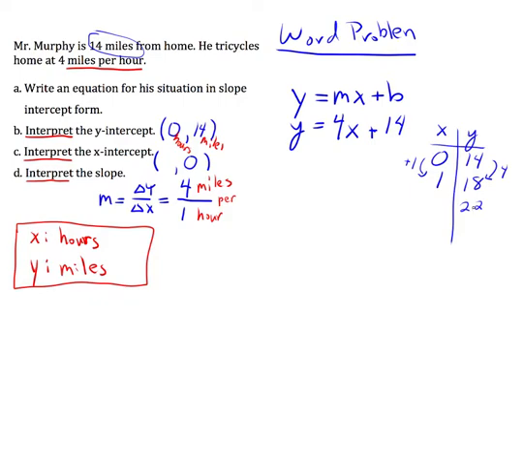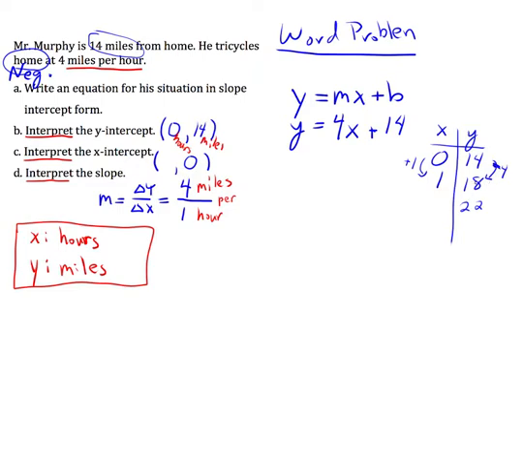Wait a minute. He's going further away from his house, and it says Mr. Murphy is going home. So he tricycles home. So that key word right there is our negative for our slope. So it's a tricky hidden negative in there. That means that this 4 is not going away from the home. We want it to go closer to the home. So that has to be a negative 4.